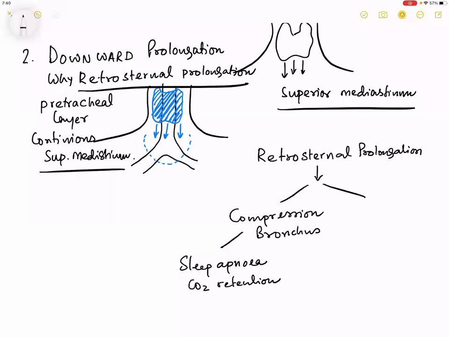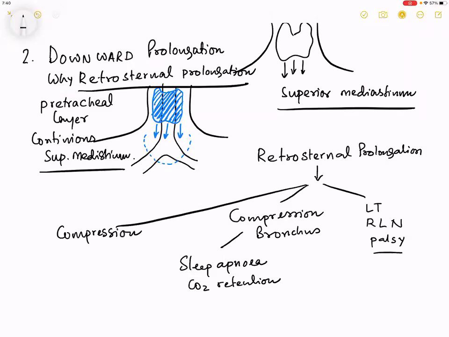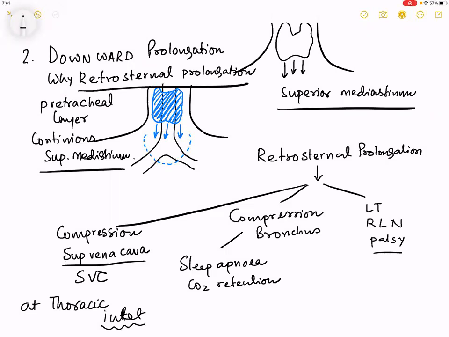Okay, please understand that. Now, retrosternal prolongation particularly can have a problem with the left recurrent laryngeal nerve palsy also. The next problem is it can produce compression of the superior vena cava, SVC, at the thoracic inlet. Now, what is inlet is the same thing as an outlet. So both of these terms are the same thing. What is inlet is equal to outlet.